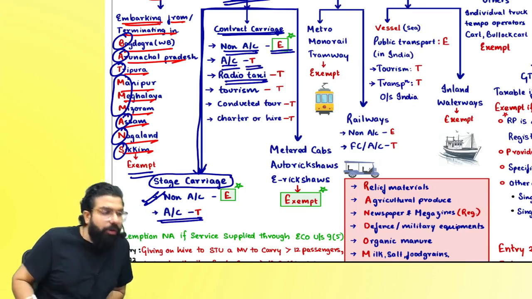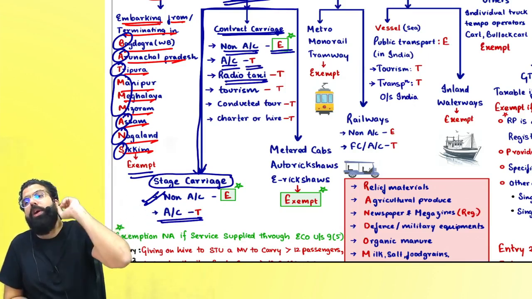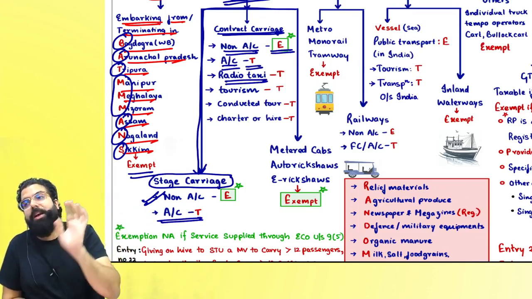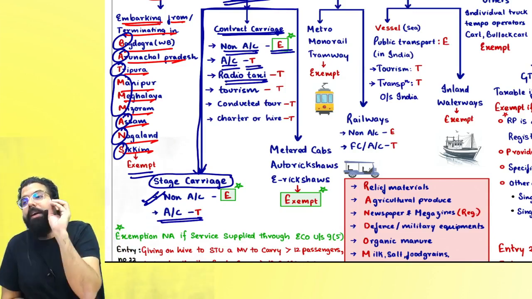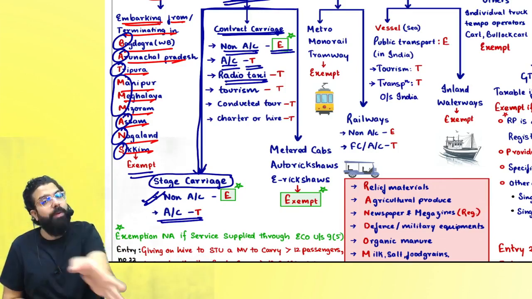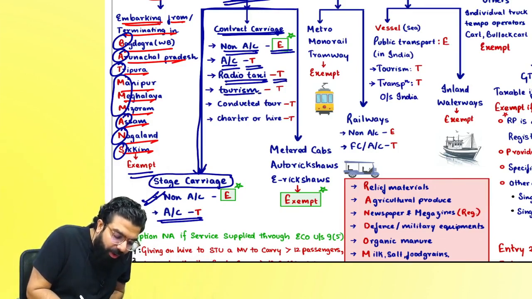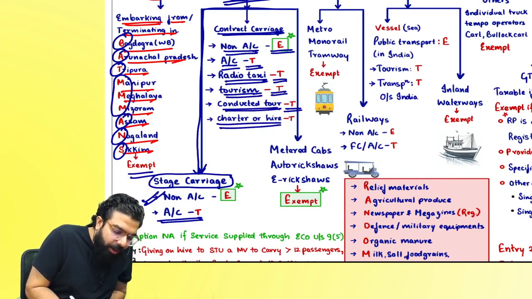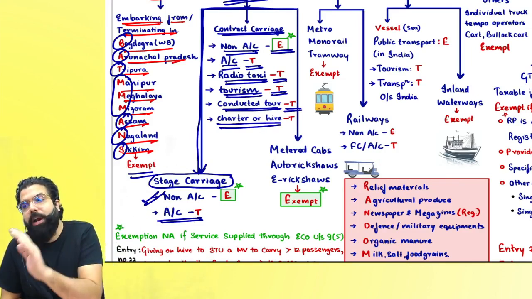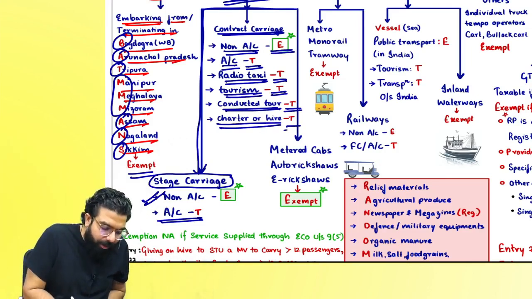Radio taxis are those taxis which are connected through a central GPS system. In that scenario, government is telling radio taxi, AC, non-AC, always taxable. For tourism, if you have taken a contract carriage, taxable. For conducted tour, then also it is taxable. Charter or hire, if you take a contract carriage, then also it is taxable.